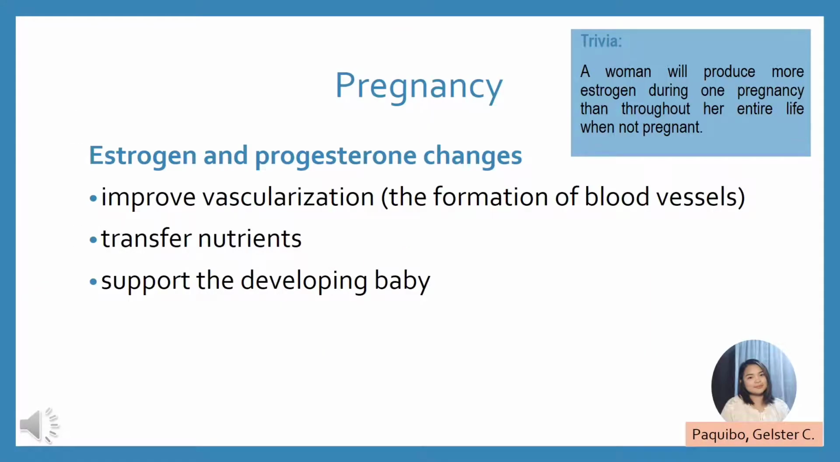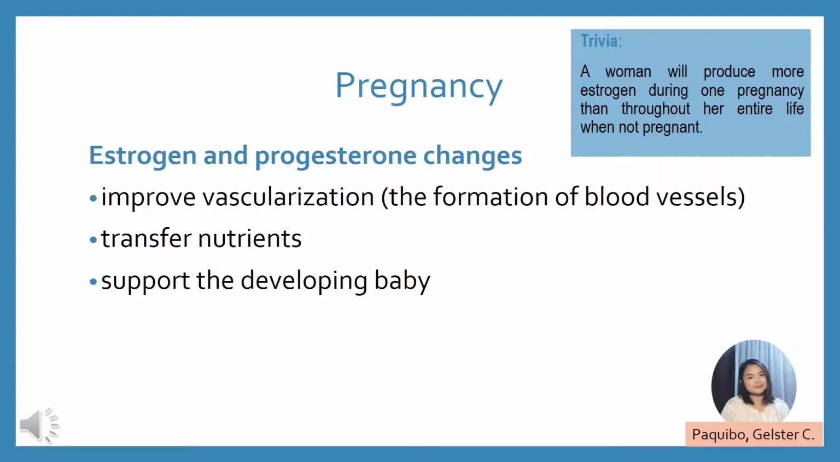The next factor is the pregnancy. During pregnancy, estrogen and progesterone are the chief hormones. The increase of these hormones during pregnancy enables the uterus and placenta to improve vascularization, and it also enables the transfer of nutrients from the mother to the developing baby. Generally, the changes in estrogen and progesterone support the developing baby. In addition, estrogen is thought to play an important role in helping the fetus develop and mature.